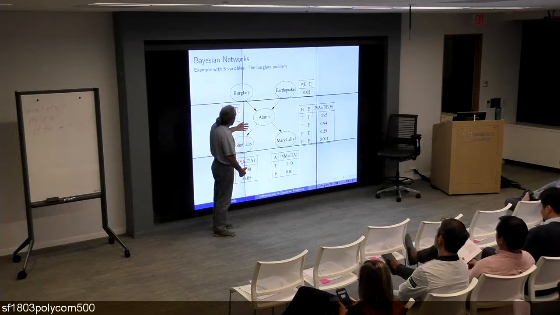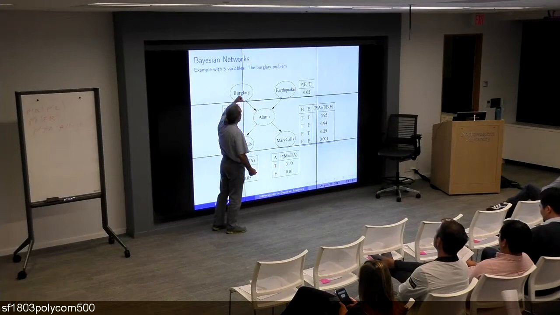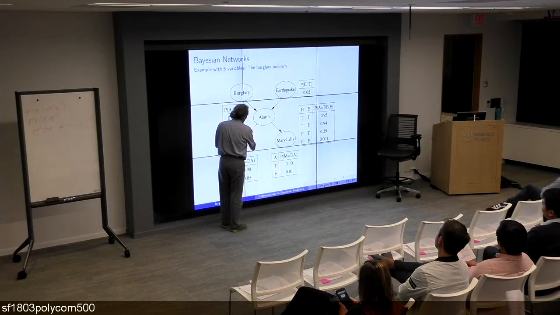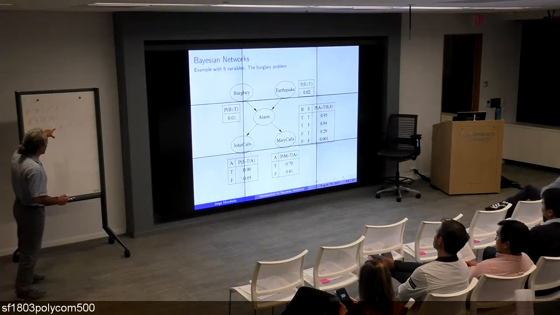The arrows mean what I am conditioning on in each factor. So to specify my joint probability distribution, I'm going to specify the marginal probability of burglary, the marginal probability of earthquake, the probability of alarm given burglary and earthquake, the probability that John calls given the alarm, and the probability that Mary calls given the alarm. So what the arrows are telling me is how to draw this picture, because if I switch the order of the arrows, I would mean something different.